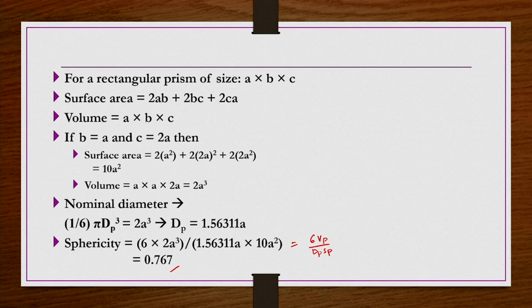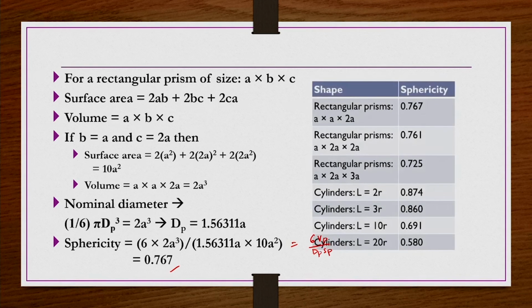Let us say B is equal to 2A and C is also equal to 2A, then the sphericity is not going to change much, it is 0.761 only. Now, if B is equal to 2A and C is equal to 3A, then again it is slightly decreased to 0.725. Similarly, for the short cylinders, which we have done, if L is equal to D, then it is 0.874. If L is equal to 1.5 D, then it is going to be 0.86. You can calculate this one also. If L is 5 times the D, then the sphericity is going to be 0.691.